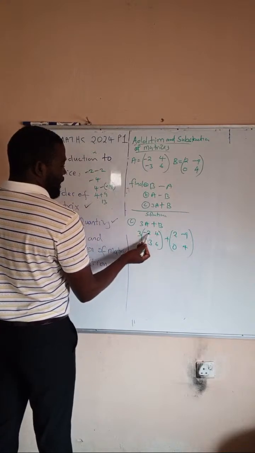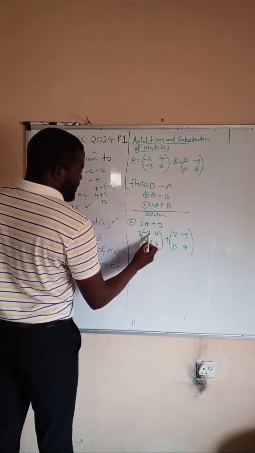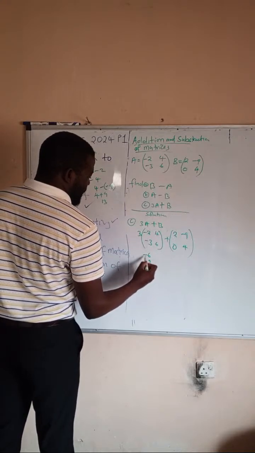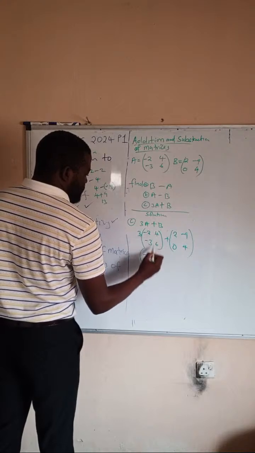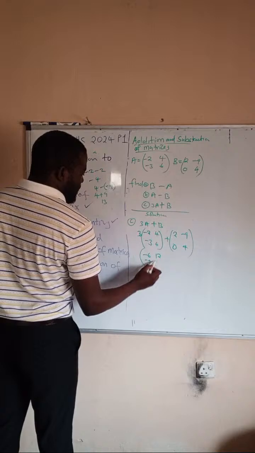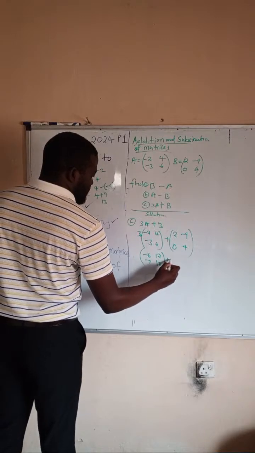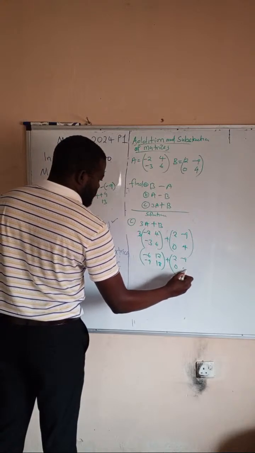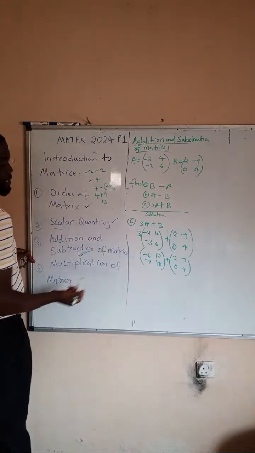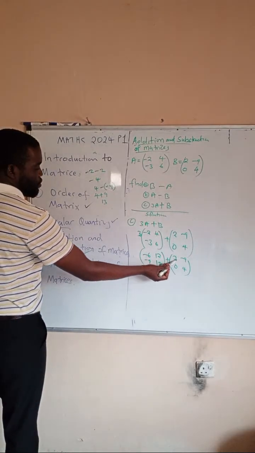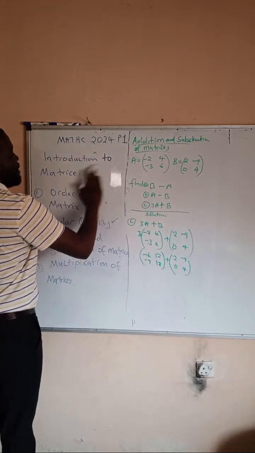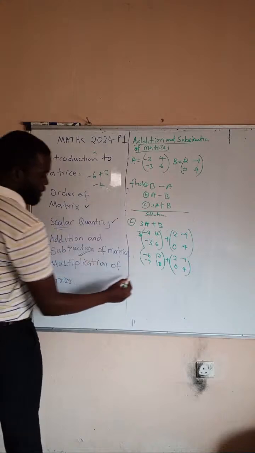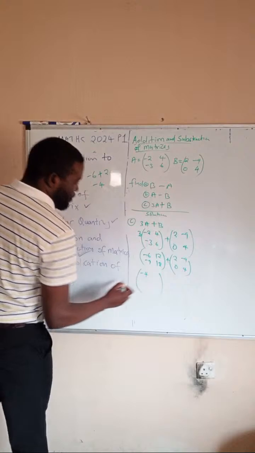So 3 times -2, it's -6. 3 times -3, it's -9. And then 3 times 4, it is 12. 3 times 6, it's 18. And then plus this matrix, you drop it down here: 2, 0, -9, 4. Then you add the corresponding elements. -6 plus 2, it is -4. So the answer here is -4.